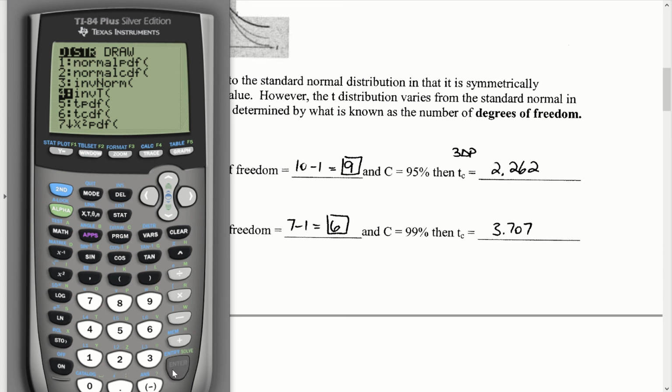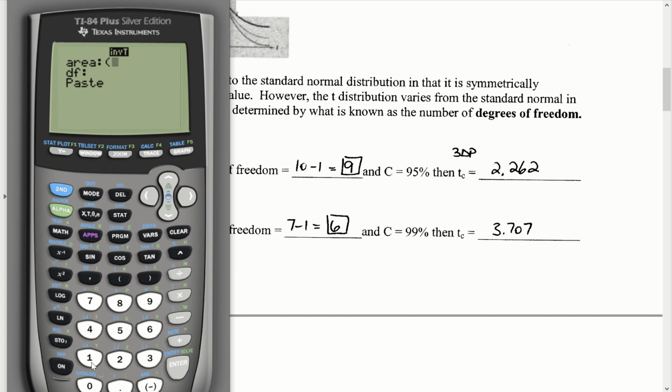We would go down to inverse T. And then inverse T is going to ask us for two things. They want to know the area, which once again will be the cumulative area, meaning the area to the left of a T critical value, and the degrees of freedom. Well, if we want to be at the 95% confidence level, then that's the amount that's going to be in between negative TC and positive TC.